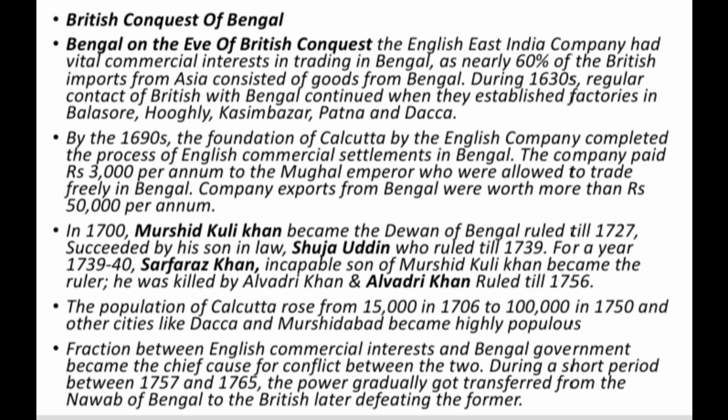So the friction between the English commercial interests and the Bengal government became the chief cause of a conflict between the two. During a short period, 1757 to 1765, the power gradually got transferred from the Nawab of Bengal to the British, with the latter defeating the former. Now, Alivardi Khan and the English.